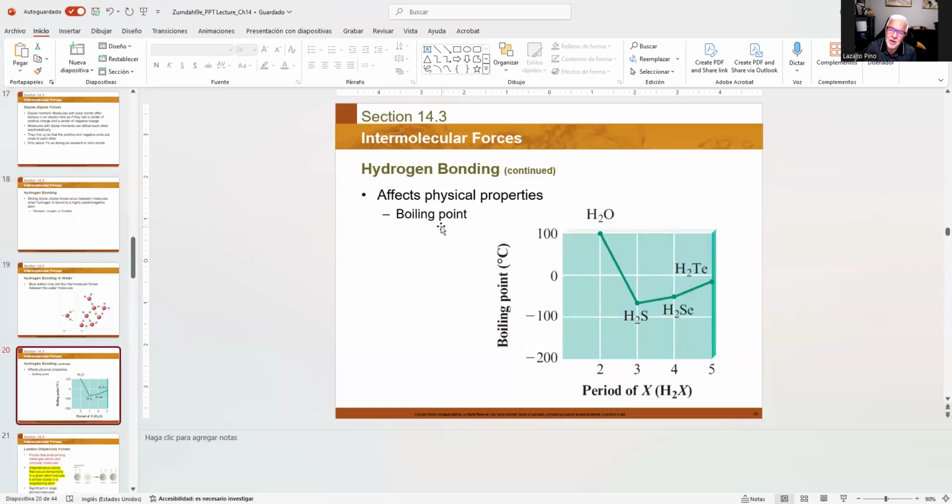And this is the answer to why water is a liquid at room temperature, while similar molecules are gases. That's why the boiling point of water is so high. It's because of the hydrogen bonds, which are extra bonds that need to be broken, and then you require a higher energy to break the molecules apart.